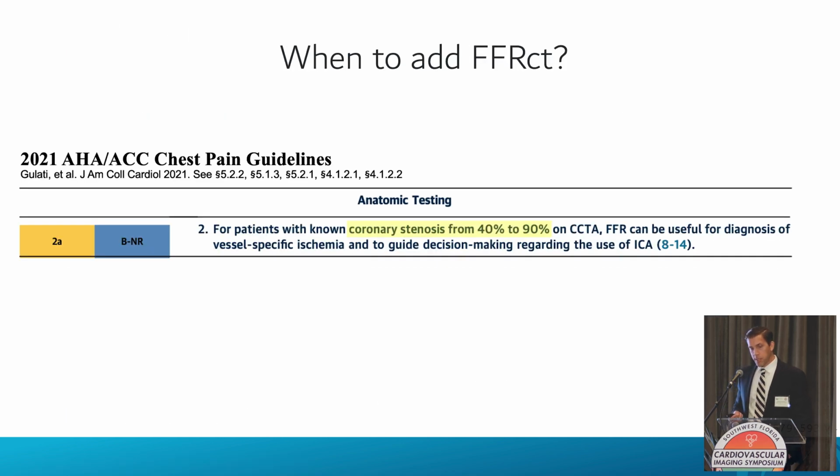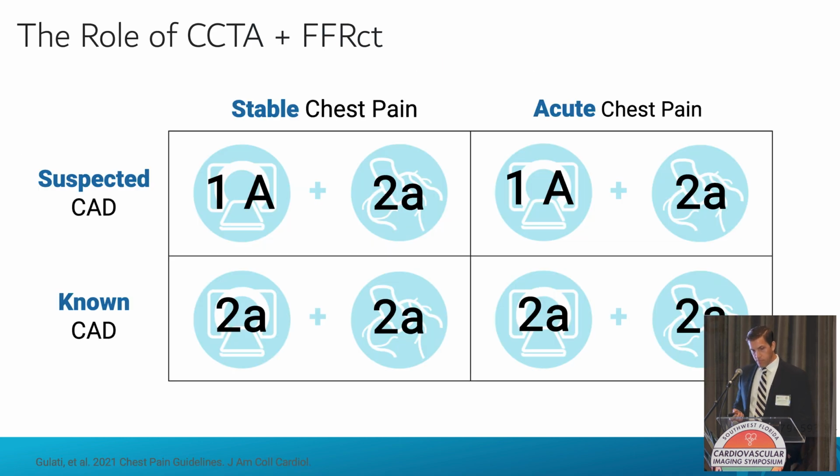What about FFR CT? Well, it was given a 2A recommendation, which is still very respectable, specifically in patients who are found to have a coronary stenosis ranging between 40 and 90% on the CT angiogram. And they go on to say that this can be useful for the diagnosis of vessel-specific ischemia to guide decision-making regarding the use of invasive cath.